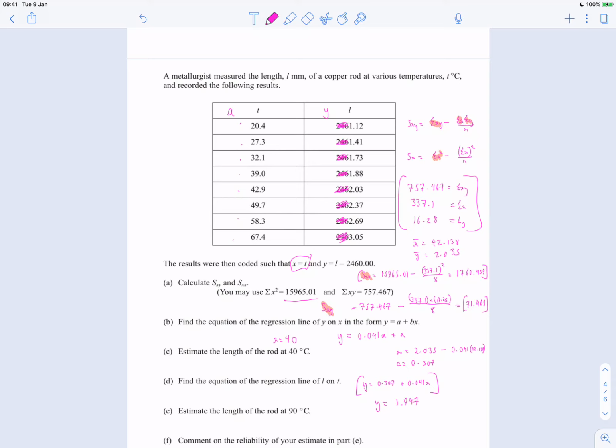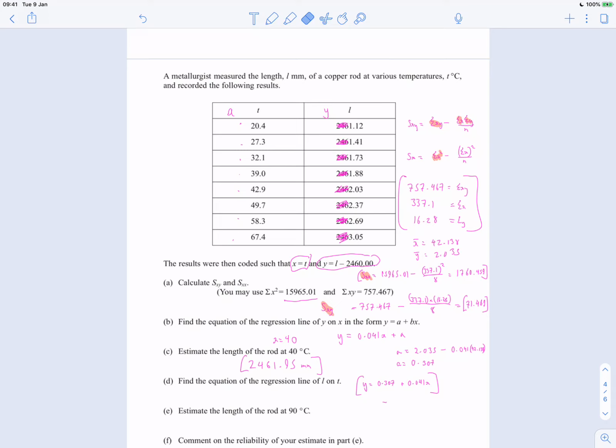But remember, y was l minus that, so the length is y plus, if we work backwards, so I have to add 2460. So estimate the length, it would be 2461.95, and this was in millimeters, so that'd be my answer for that. Okay.